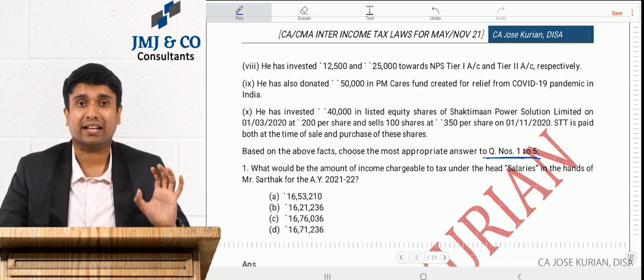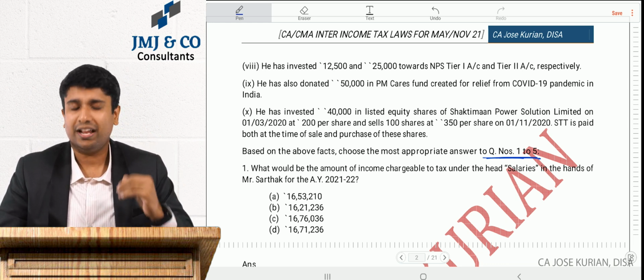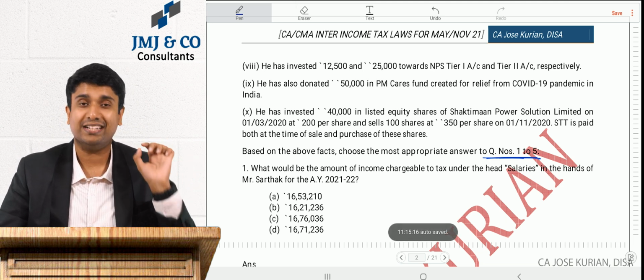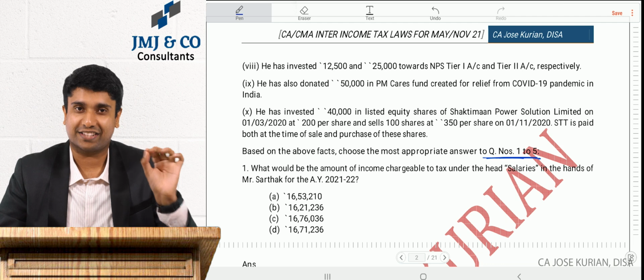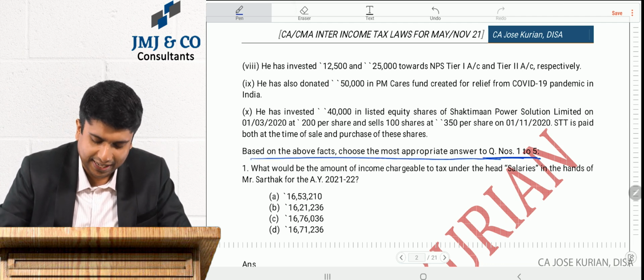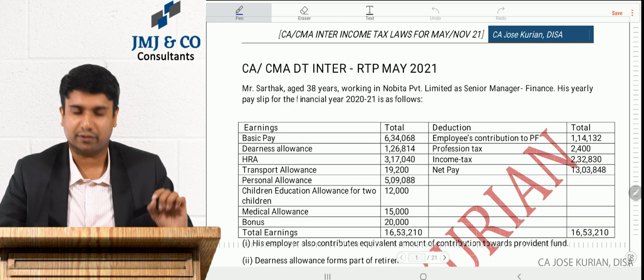So based on this paragraph, you need to answer these first 5 questions. You don't have to write steps for this. You need to only choose the right option from the alternatives given. So based on the above facts, choose the most appropriate answer to question number 1 to 5. So let's start reading the paragraph.